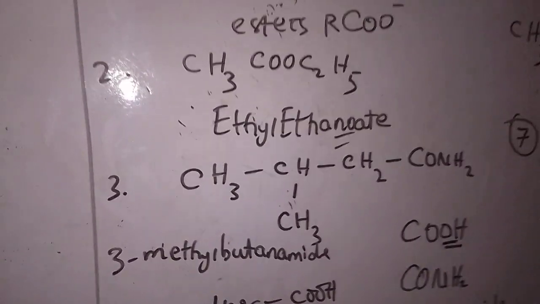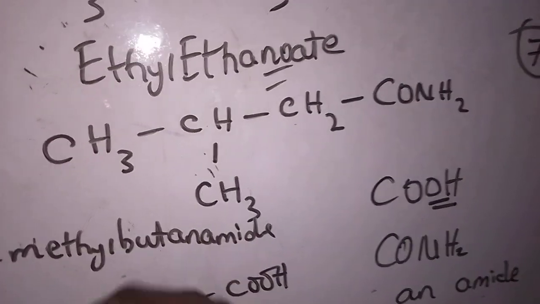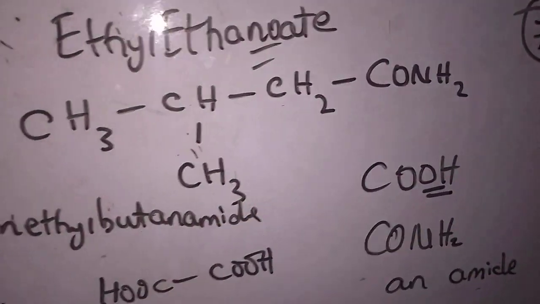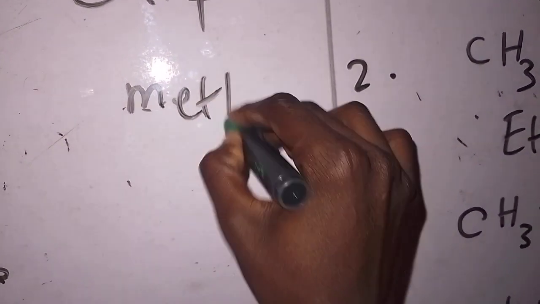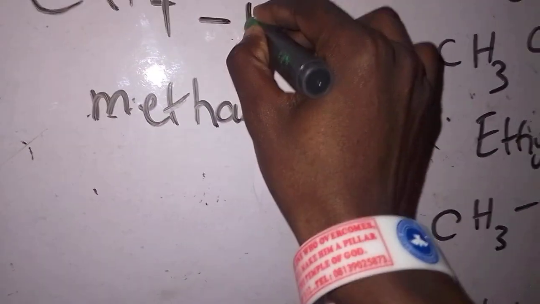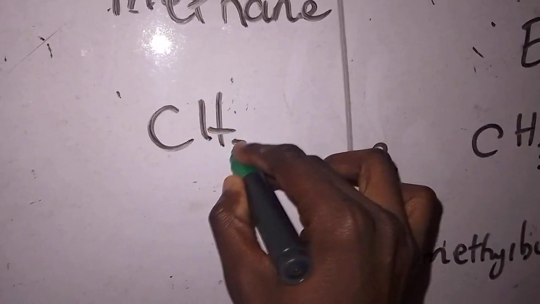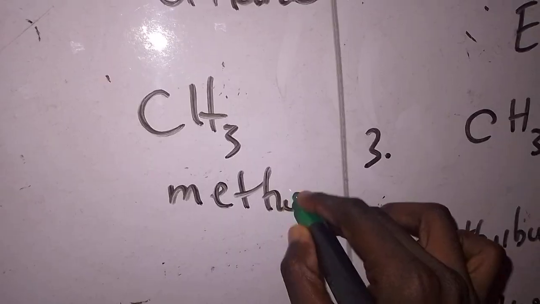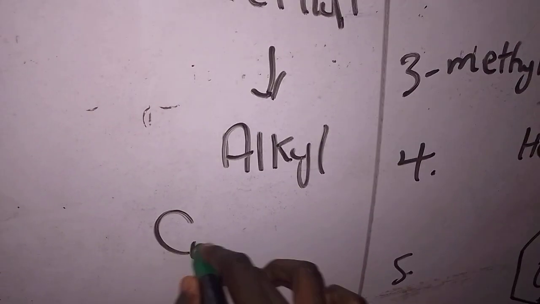3-methylbutanamide. What I'm doing this morning basically is not to give you guys fish, but to teach you guys how to catch the fish. It's very easy for us to know that CH3 is methyl. Like I said initially, CH4 is methane. But when you remove one hydrogen atom from alkane, it gives you alkyl. So CH3 is methyl. This one is under the alkyl group. The alkyl is CnH2n+1.